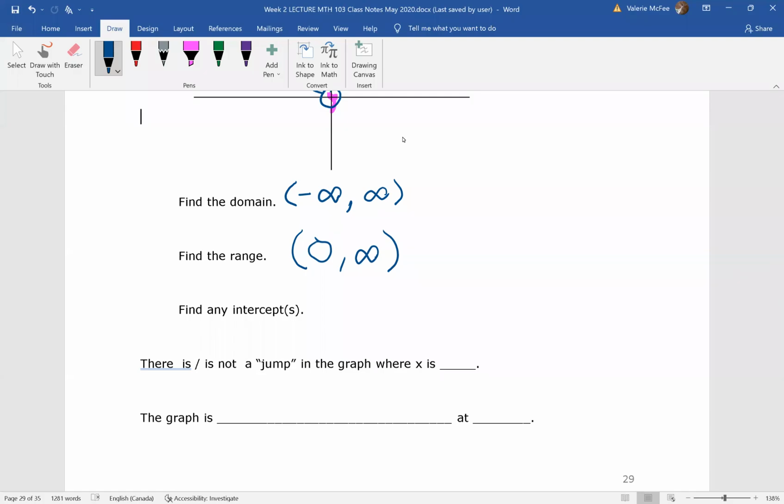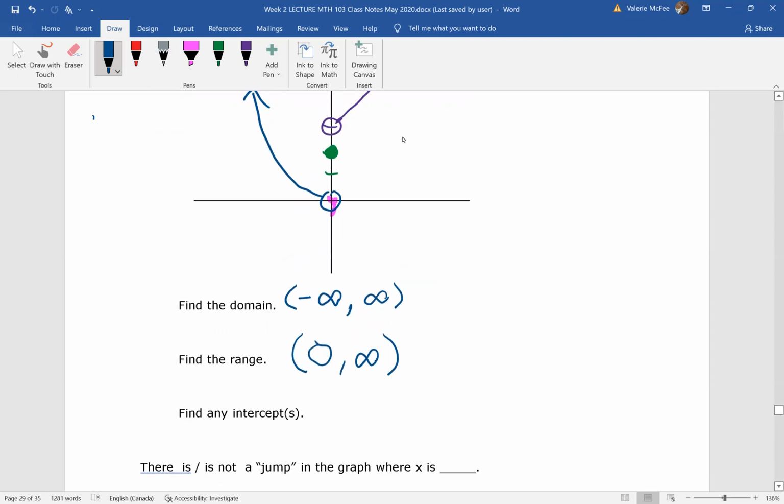I see I missed some questions again. All right, we need to find the intercepts. Remember, we're looking at the x-axis and the y-axis.